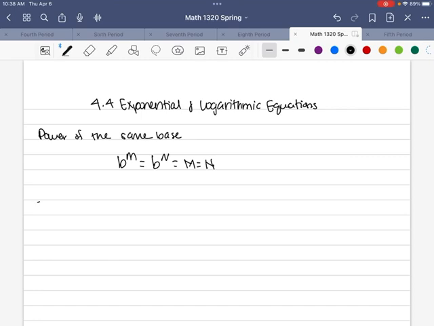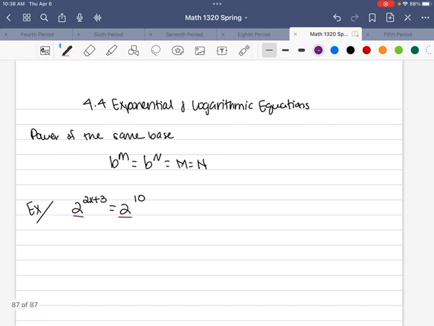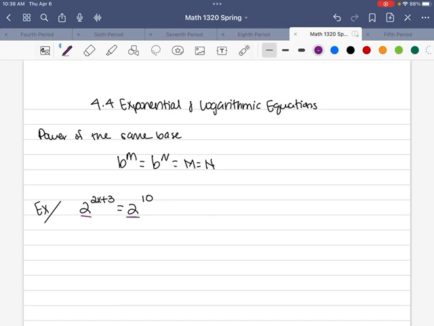So let's do an example of what this could look like. Let's say we have 2 to the 2x plus 3 equals 2 to the 10. See how the bases are equal? They both have a base of 2. So the bases cancel, and we can set the exponents equal. Then 2x plus 3 equals 10. From there, we can just do algebra and solve, and we get that x is 3.5.